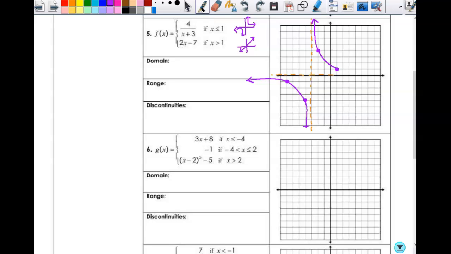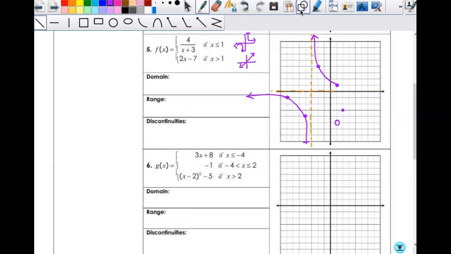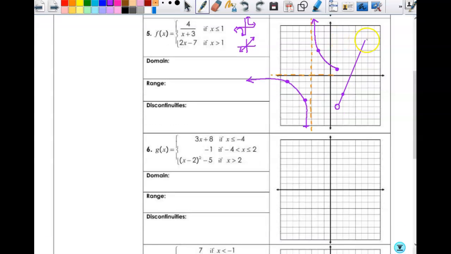I substitute that 1 in. 2 times 1 is 2, -7, -5. So we've got a 1, and then 2, 3, 4, 5, and it's an open circle. Then it's linear, so what's the slope? 2, so I can go up 2 and over 1, get my other point, and there's this piece. All right, everybody good so far with that graph?